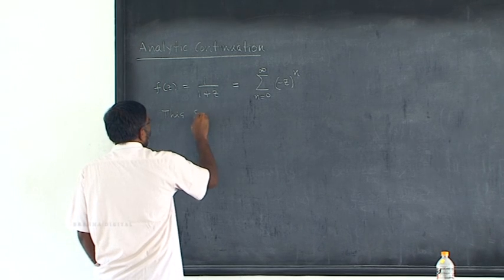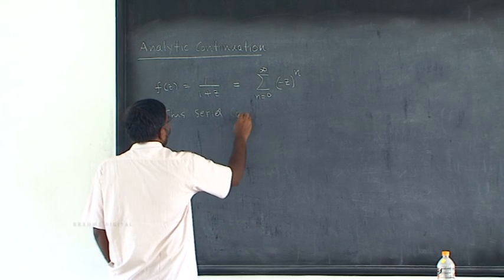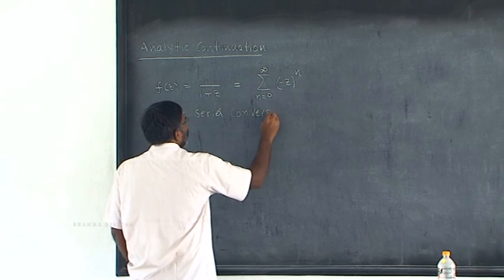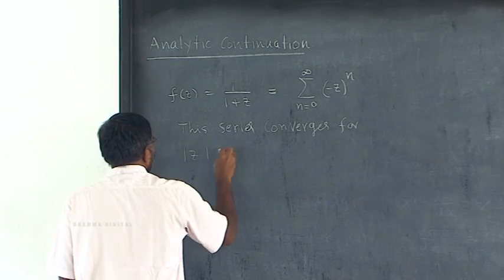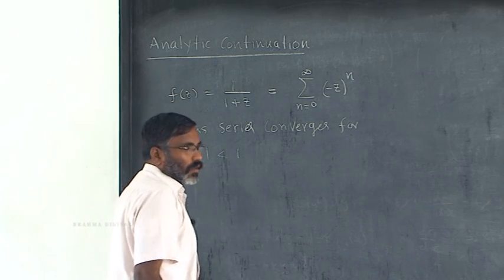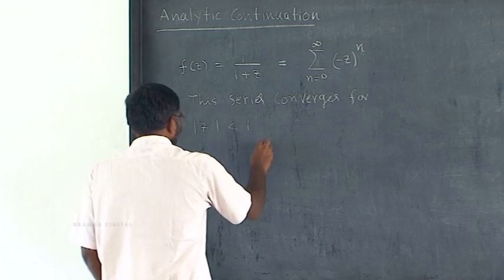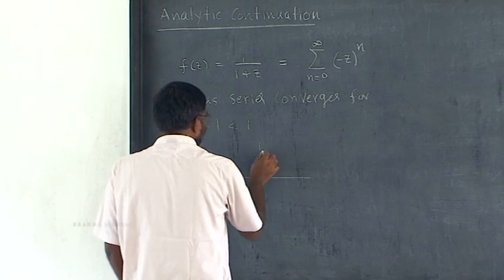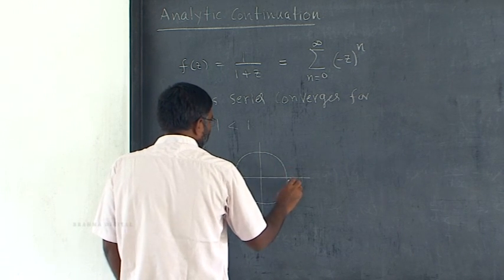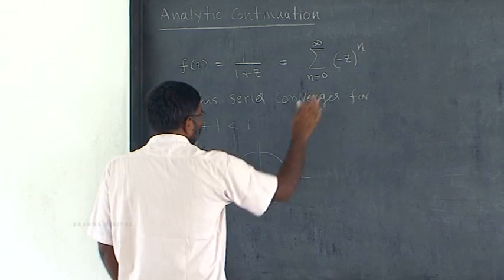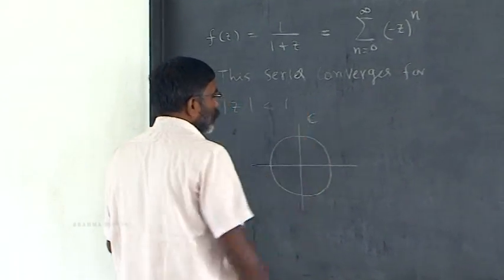So the series converges for mod z less than 1. That means for all values of z within the unit circle, the series will converge for any point in this. So this is the complex series.